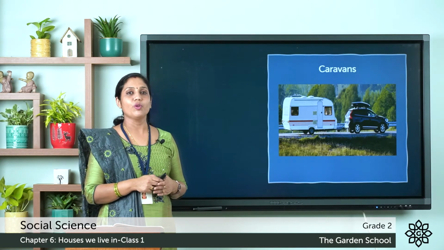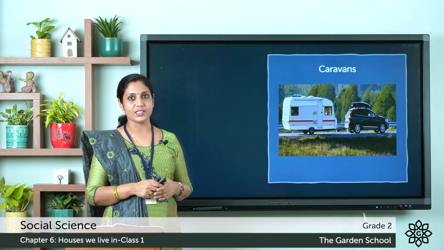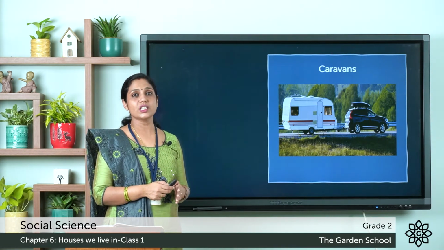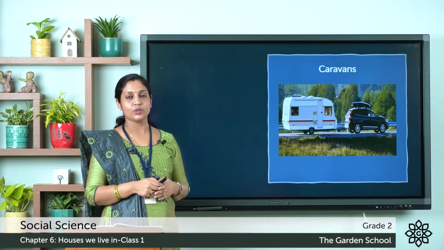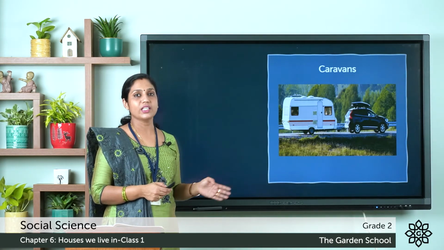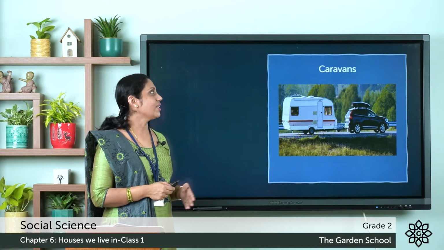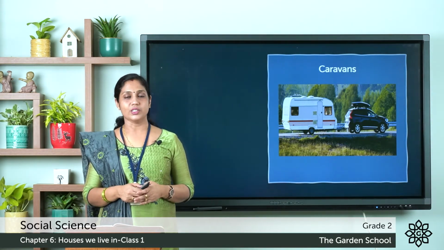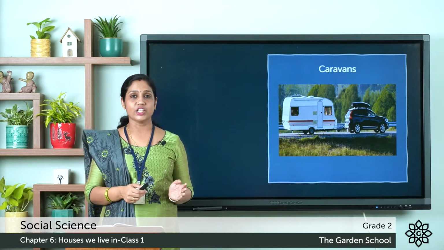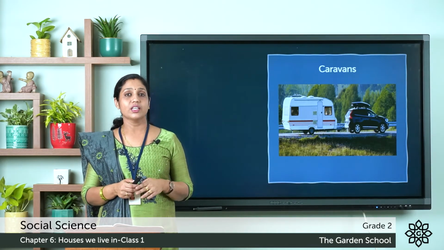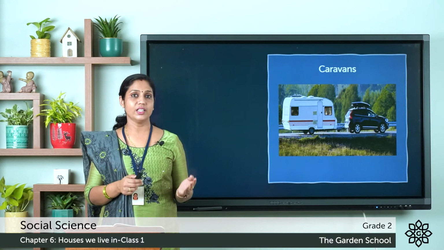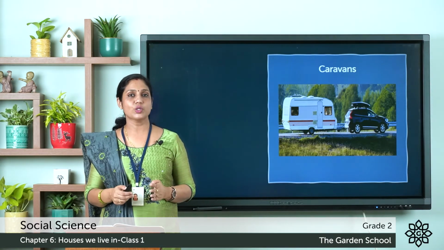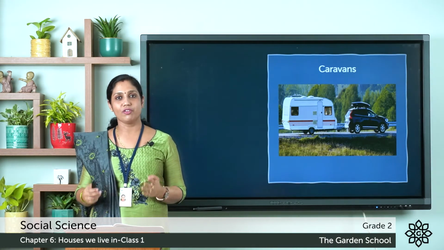The next type of movable house is caravans. Caravans are houses on wheels. So there will be a vehicle to pull this caravan. Here you can see the picture of a caravan. So these are the different types of houses. We learnt about a kacha house, a pakka house, the materials required to build these types of houses, and we also learnt about the different types of houses.